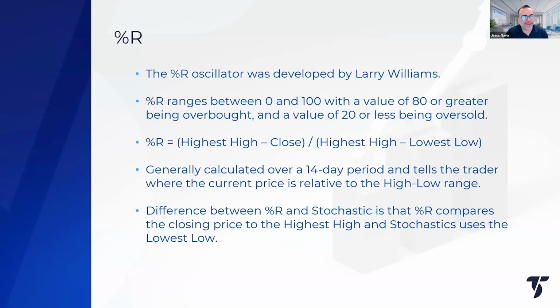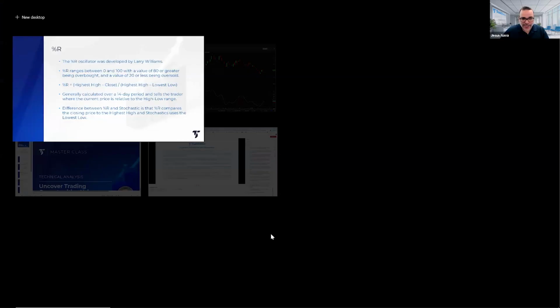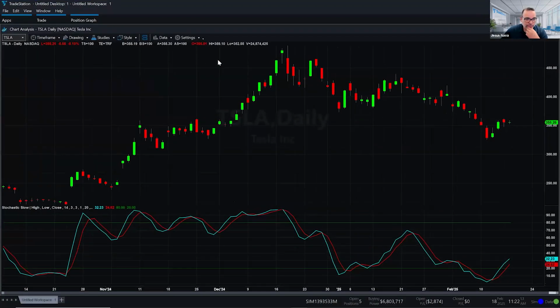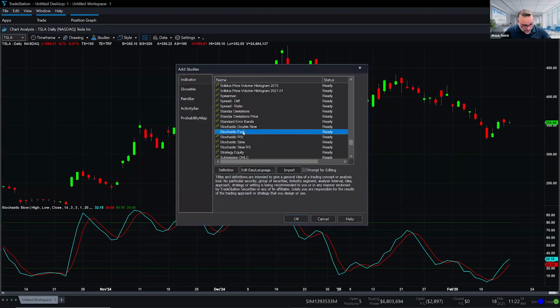But you can see the similarity. I mean, they're exactly the same. It's just the formula is different. When it comes to how it looks on TradeStation, let me go here to my TradeStation and go to add study. All right, let's do shift 5, sorts to percent.